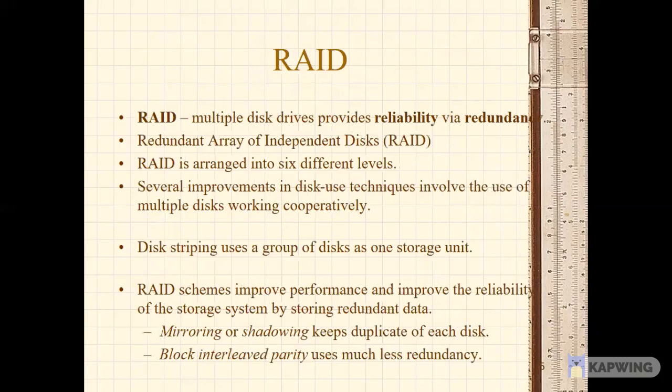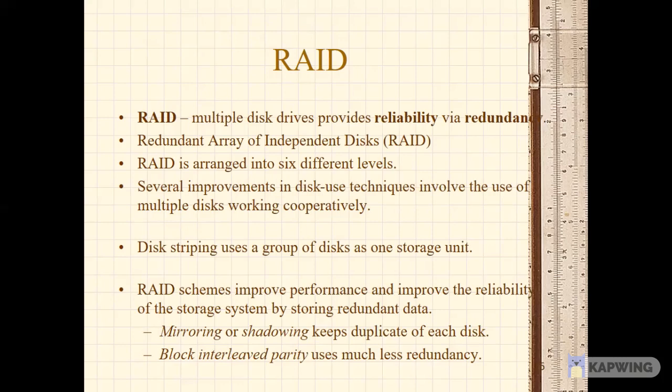Then the next point is your RAID model. So RAID is a multiple disk drive setup that provides reliability and redundancy. The full form of RAID is redundant array of independent disks. RAID is arranged in 6 different levels. Several improvements in disk use techniques involve the use of multiple disks working cooperatively. Disk striping uses a group of disks as one storage unit. The RAID scheme improves performance and improves the reliability of the storage system by storing redundant data.